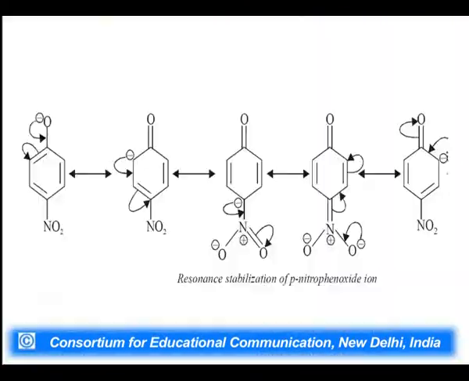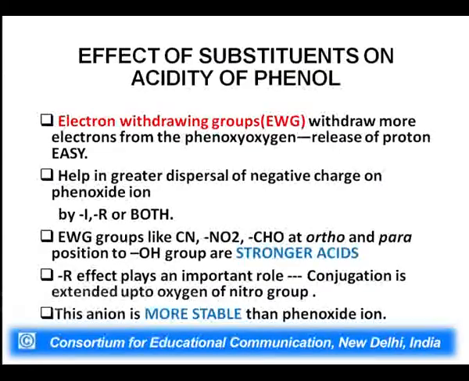Whereas if we look into the resonating structures of phenoxide ion, then what we find is that the negative charge is on electronegative oxygen in three structures, which is more stable. Hence we say that phenol is acidic in nature because the conjugate base of phenol, that is the phenoxide ion, is more stable as compared to phenol.